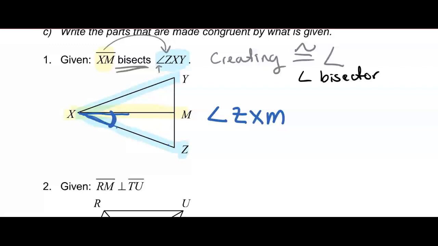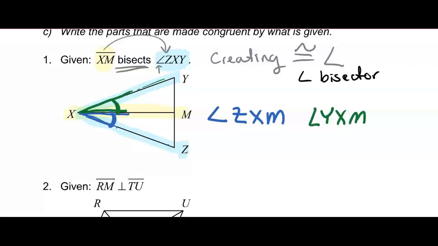And what if I looked at this ZXY angle again, but from the other side? I'm going to start at the Y side this time. And this angle from Y is being cut with this bisector XM. So I mark this with another arc. This time, this is angle YXM, or MXY.